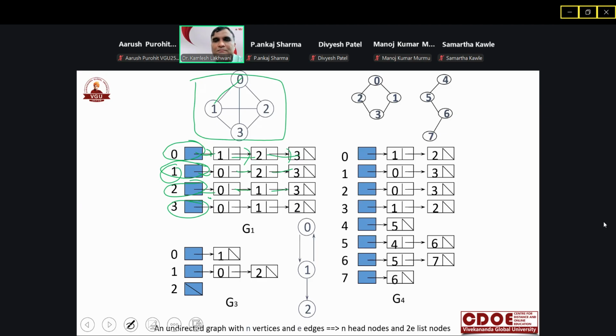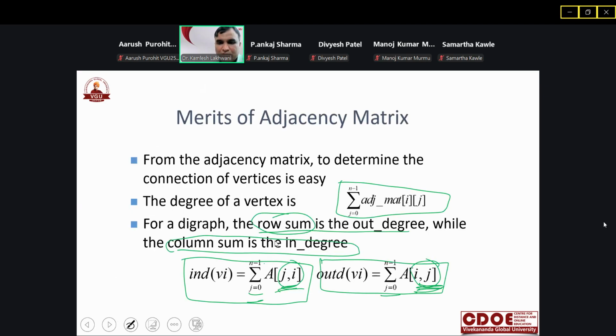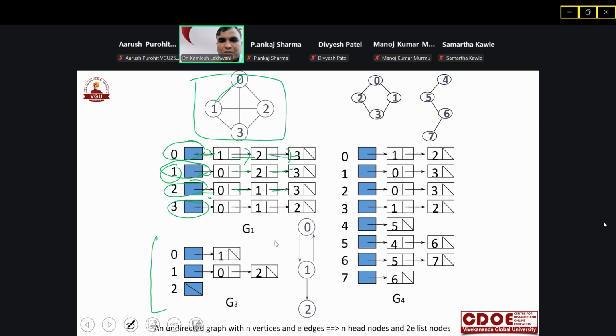right? Just have a look towards the another linked list representation of another graph, the graph mentioned below, the G3. See, this is the graph. Here, 3 nodes are available, 0, 1, and 2. So 3 linked lists have been created, 0, 1, and 2. Right?